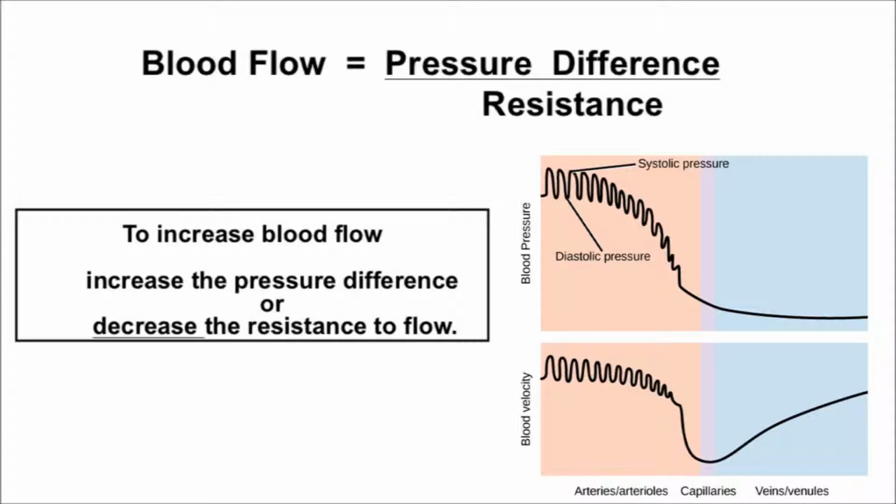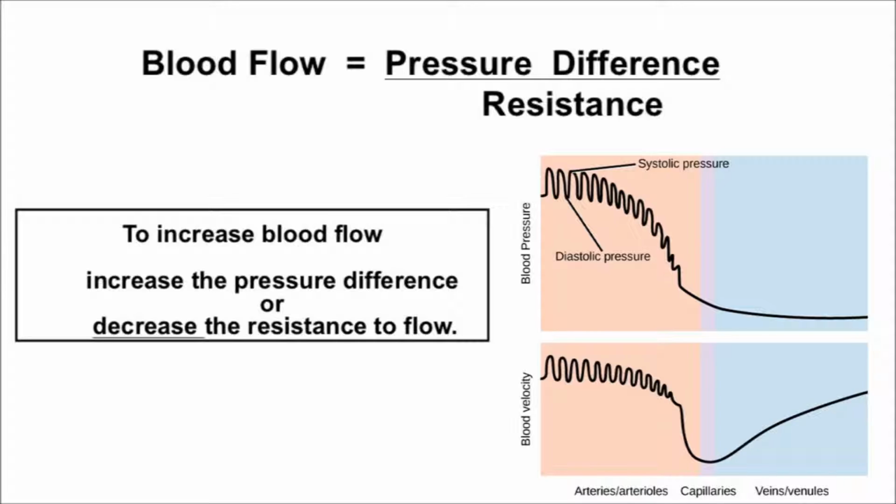Blood pressure can also influence blood flow, because blood flow is equal to a change in pressure divided by the resistance to flow. An increase in blood flow can be achieved by increasing the difference in pressure between two areas, because as we know, blood will go from an area of high pressure towards an area of low pressure. Increased blood flow can also be achieved by decreasing the resistance to flow.